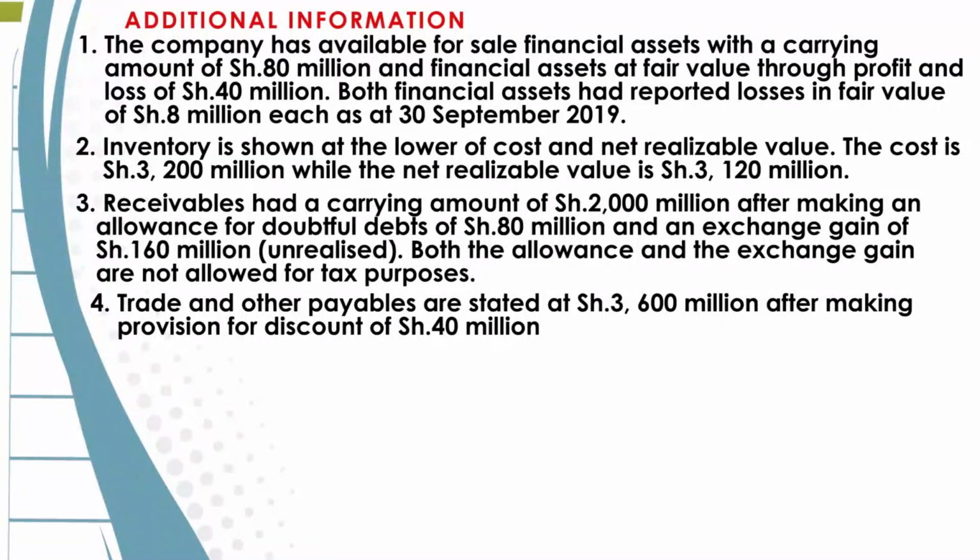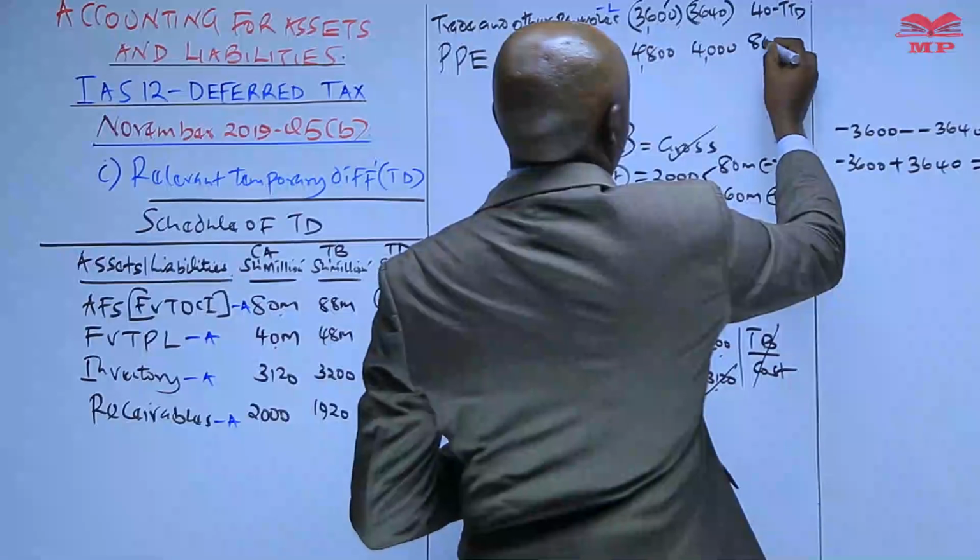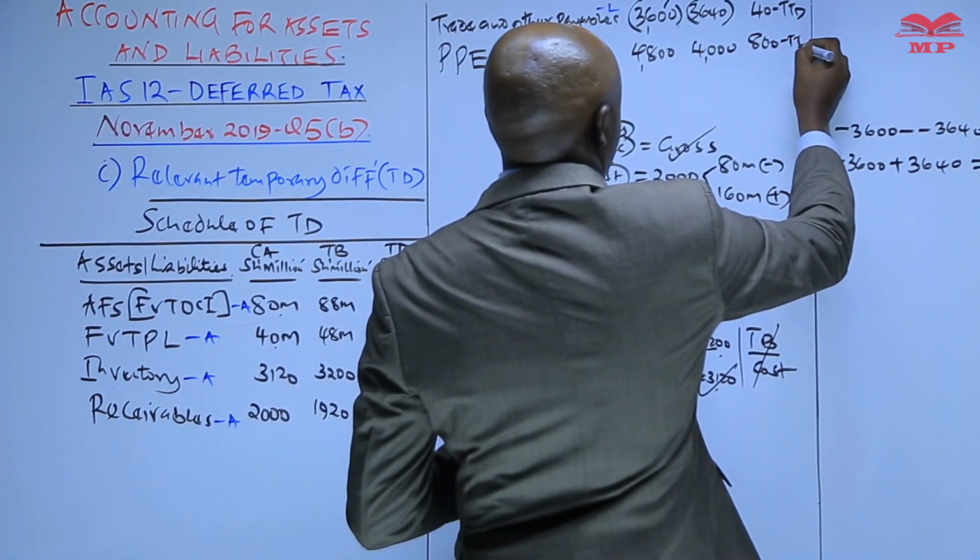Let's move to point 5, whereby we are given information about the PPE, property, plant, and equipment. You're told property, plant, and equipment have a carrying amount of 4,800. No problem with that. And a tax base of 4,000. The two figures are given. So meaning that we need to get the difference, which will be 800, a positive, which is a taxable temporary difference.